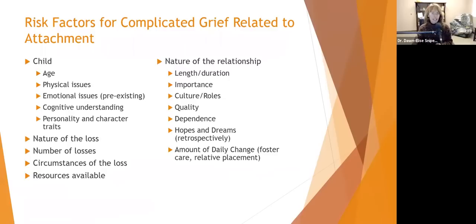The circumstances of the loss can be a problem as well, and what resources are available. Not every child who experiences the loss of a primary caregiver is doomed to a life of trauma and disorder. It does happen that there are resources, there are responsive parents, there are things that can happen to help intervene. Yes, the child has to grieve, but it's not a death sentence, so to speak.